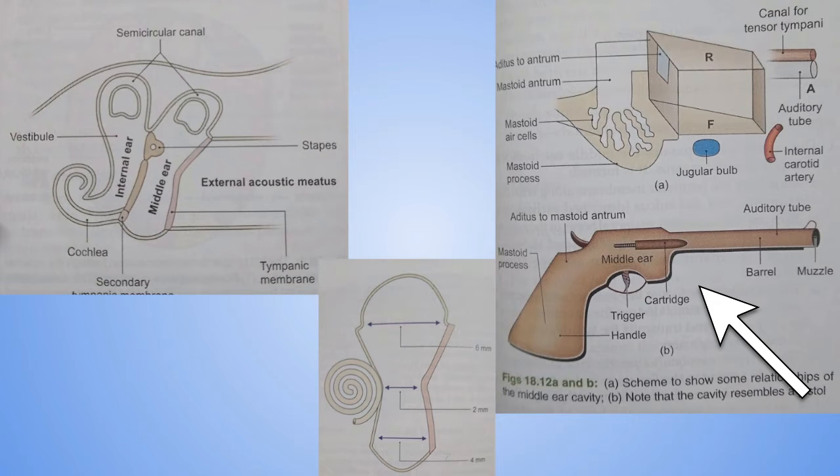The middle ear actually looks like a pistol in the sloping course of the aditus to the epitympanic recess and the auditory tube. The trigger of the pistol is the tympanic cavity. The outlet is the auditory tube, and the handle is the aditus to the mastoid antrum and mastoid air cells. The mucous membrane lining the middle ear cavity invests all the contents and forms several vascular folds which project into the cavity. This gives the cavity a honeycombed appearance.